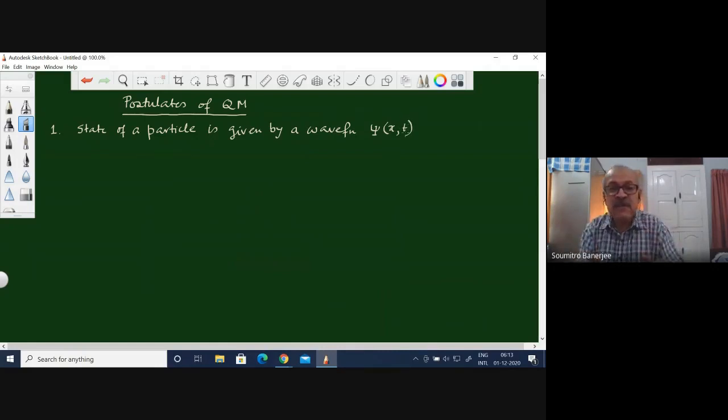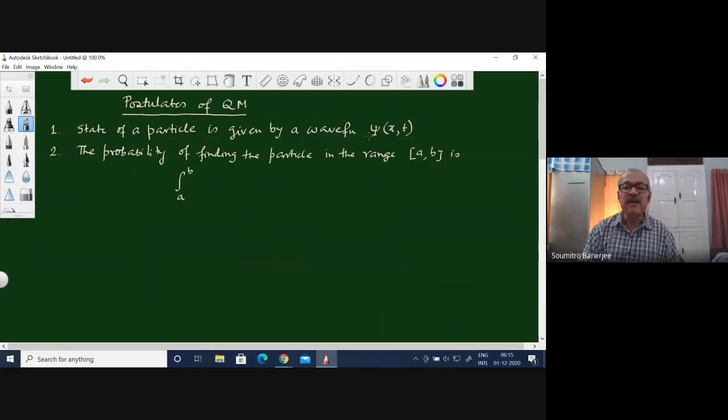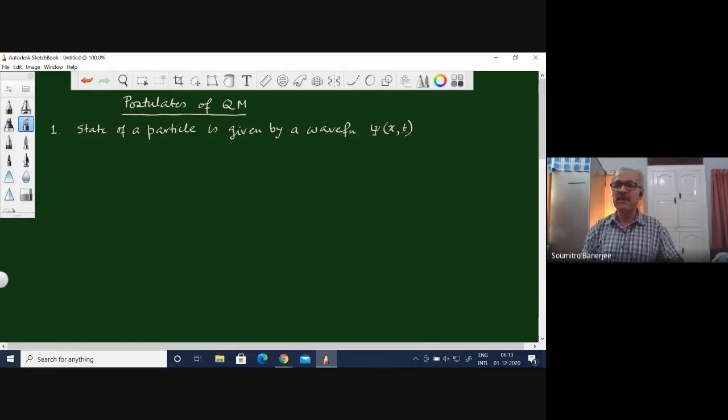This wave function contains all the information regarding the state of the particle and everything that you want to know about what the particle is doing. That is a basic postulate of quantum mechanics, that the state is given by a complex valued function.